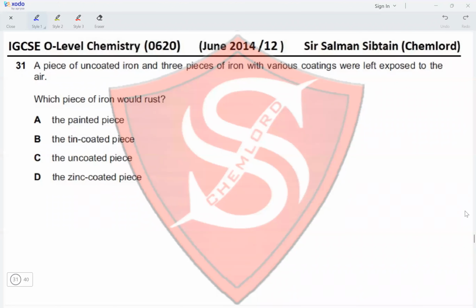Hi guys, this is IGCSE O-Level Chemistry, paper 12, June 2014, question 31. A piece of uncoated iron and three pieces of iron with various coatings were left exposed to the air. Which piece of iron would rust?